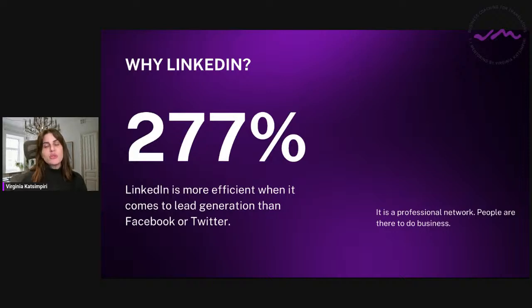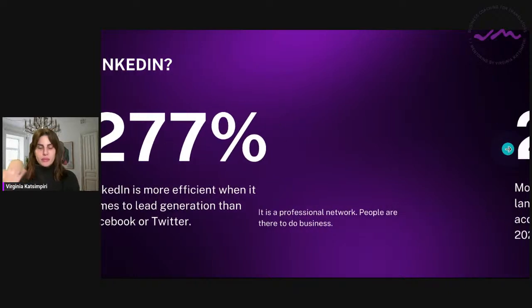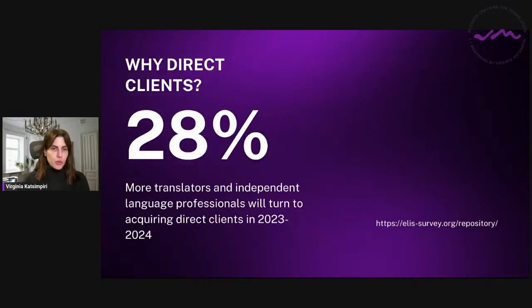I think that most of us already know why LinkedIn, but for those of you who might be doubting already, some of you might not have a LinkedIn account, or some of you have a LinkedIn account but a very small number of connections, like 50 connections or even 10 connections. I can tell you, LinkedIn is the most efficient platform and social means when it comes to lead generation, to start attracting potential clients, than Facebook or Twitter by 277%. Maybe that number has increased lately. It's a professional network, which means people are there to do business, so they're highly likely to actually accept your connection request or an offer from you.